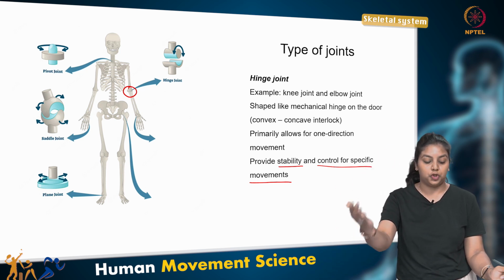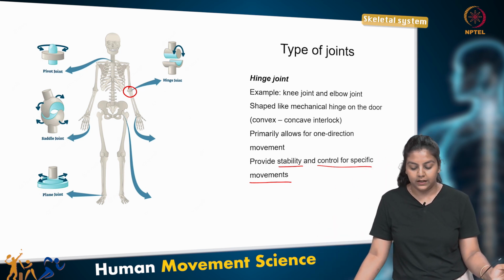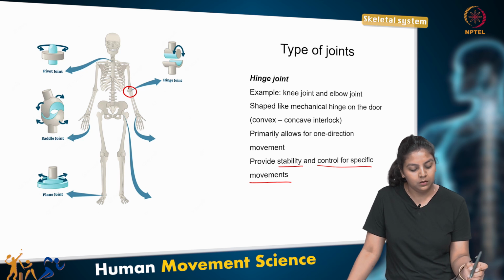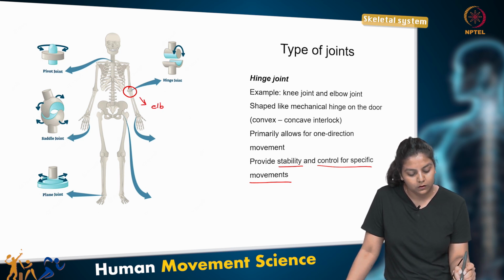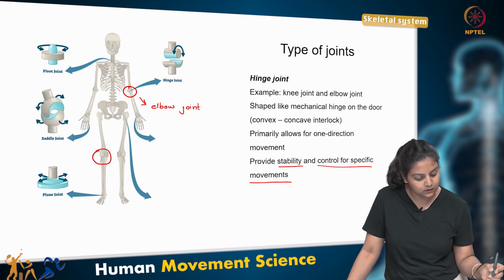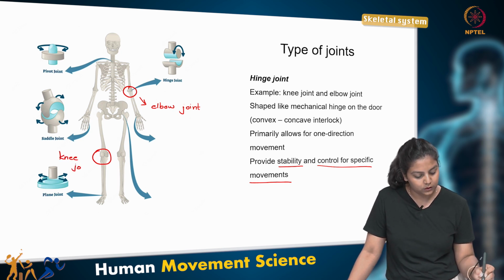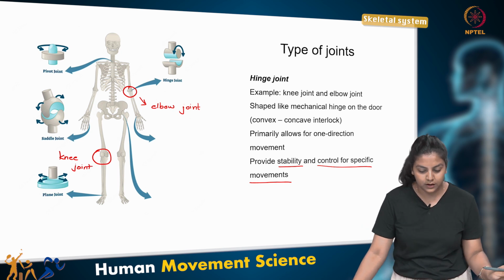Now, what is this motion called? We will look at it in the next coming modules. So that is at the elbow joint, and another example is the knee joint. Both of them are hinge joints.